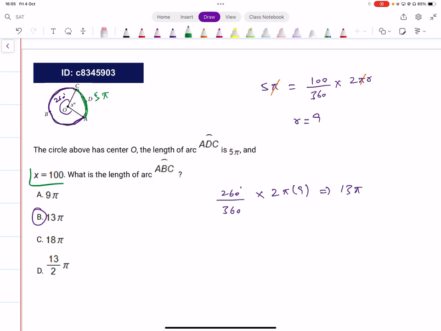The angle given is in degrees. So if you have the angle given in degrees, you use this formula. If the angle is given in radians, you use the radian formula. So it depends on the angle that's given in the question.